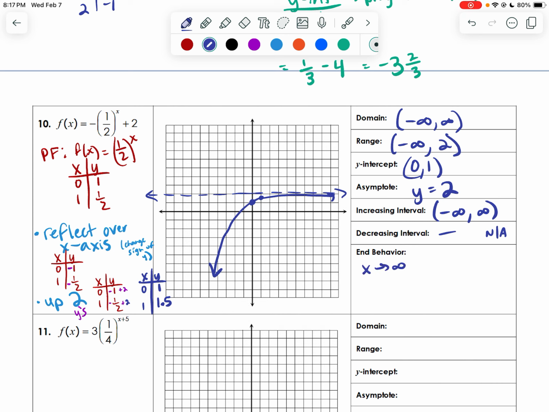And as far as end behavior, as x goes to the right, what's your y value doing? That's approaching a number, which would be 2. And as x goes to the left, what's your y value doing? It's going down forever. Okay? So use those transformations, up, down, left, right, stretch, compress, reflect, and you can do it algebraically or graphically. I don't care either way, whatever you like better.